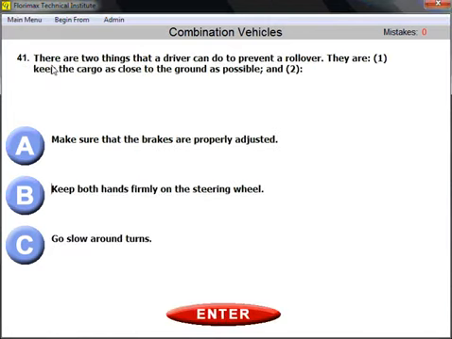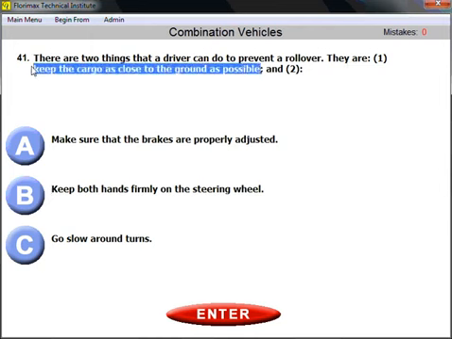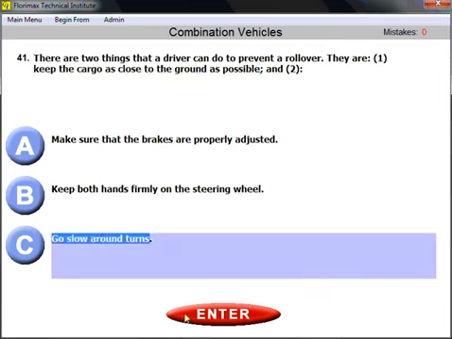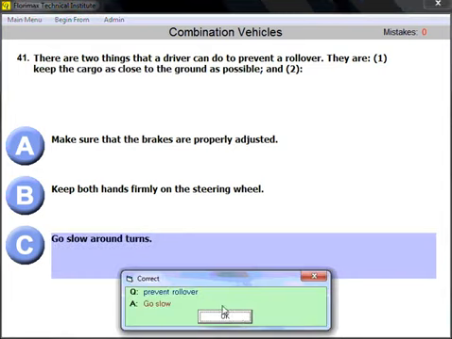Again, it's the fifth or sixth repetition of the same question, just for us to remember that there are two things the driver can do to prevent a rollover. One, keep the cargo as close to the ground as possible. And what is number two? The second one: go slow around turns. Make turns as gently as possible.